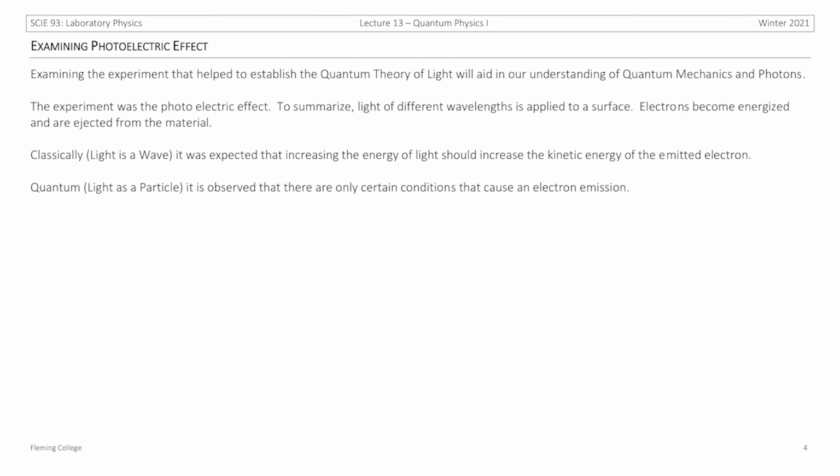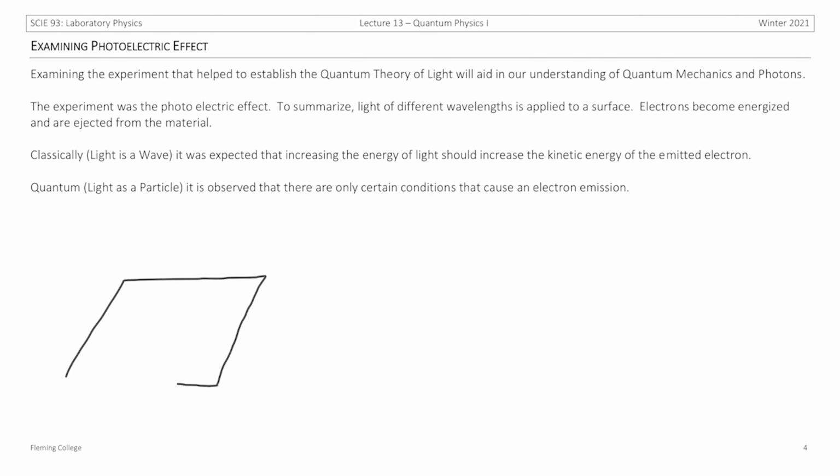I want to assure you that our look at quantum physics is not going into the deep weeds and the newest extents of the field, and we're staying with fairly established quantum concepts. And in an effort to better understand some of this quantum theory, we're going to look at one of the experiments that helped establish quantum mechanics and our understanding of photons. This experiment was the photoelectric effect.